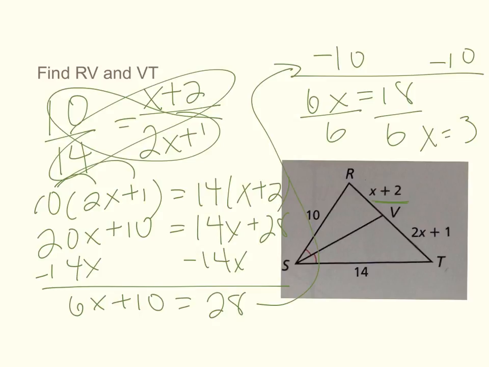Can I stop there? I hope you are yelling at your computer saying, no, don't stop there, because the problem asked me to solve for RV and VT, which means I need to put this value of x back into this problem. So x plus 2, 3 plus 2 is 5. 2x plus 1, 2 times 3 is 6, plus 1 is 7. So now I've completely solved the problem.